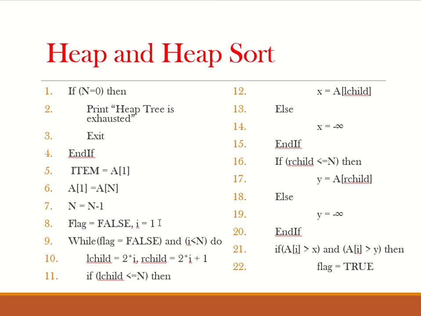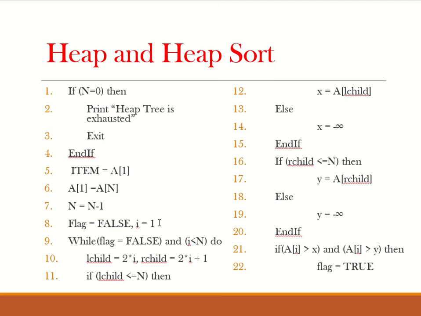Left child is less than or equal to n means whatever you got as the value is less than or equal to n, which means you have it inside the array. It is not a leaf node. The node at position I is not a leaf node. If it was a leaf node, you would have a value for 2 into I out of bounds, greater than n. If it is not, then you mark the value at the left child index as x. x is the value available in A of L child. Else x will have a value of negative infinity.